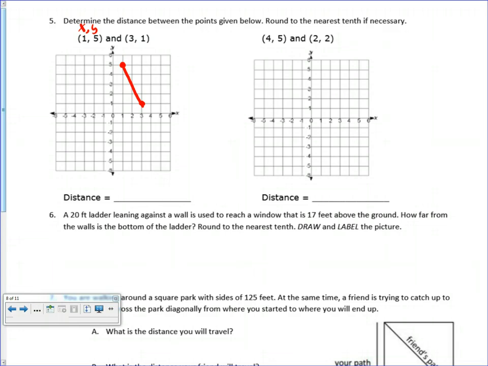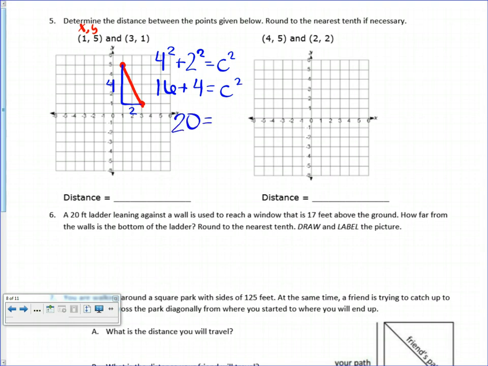Remember, you cannot count diagonal distance. Instead, we're going to draw a right triangle, find the side lengths, and then use that to use the Pythagorean theorem to find the distance. So 4 squared plus 2 squared equals c squared. 16 plus 4 equals c squared. 20, if you add those together. And then your last step is to square root. Now the square root of 20, if you round to the nearest tenth, is about 4.5.